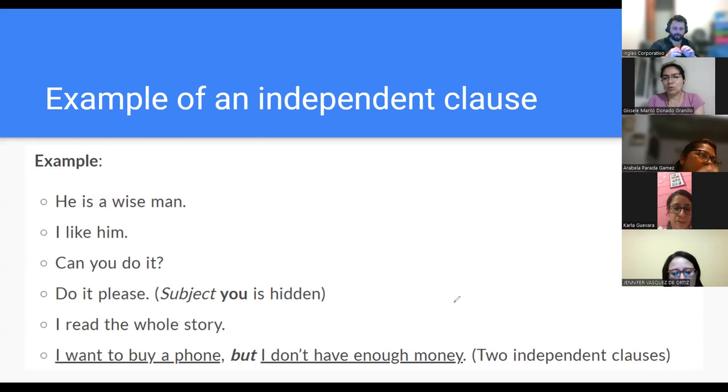Because both make sense on their own. Why else? Because they are connected by a coordinator. Very good. Good job, guys. Really good job. And applause, guys. Applause for you guys. Very good, you deserve it.